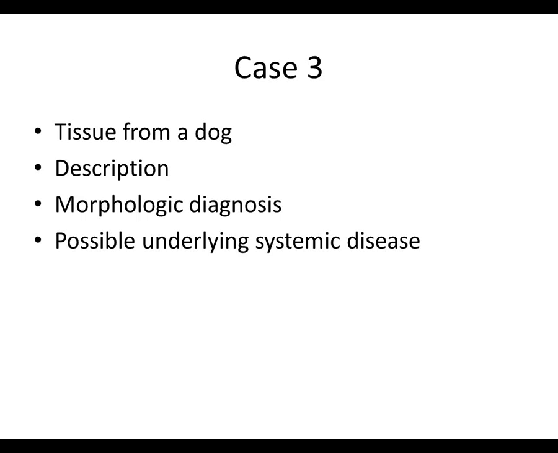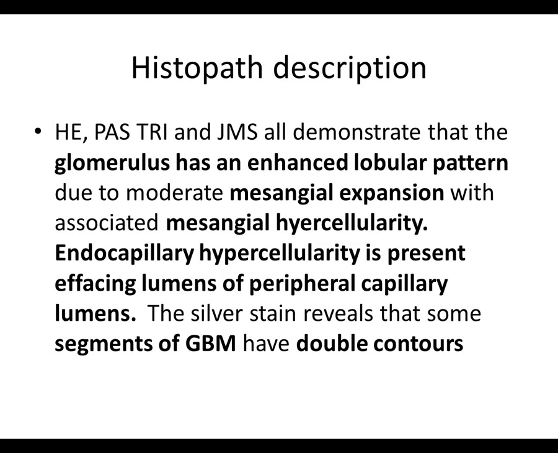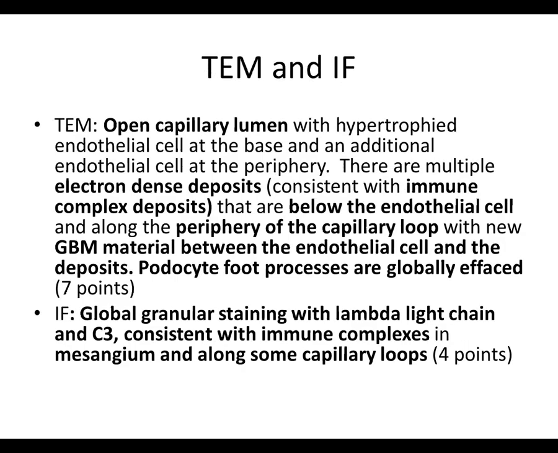MPGN. Yes. So the proliferation is because of the hypercellularity, and the membrano is because the glomerular basement membrane is remodeled. We see this, and I ask for a possible underlying systemic disease, anything often associated with Lyme disease, Leishmania. It's been associated in the literature with Dirofilaria, and that's my description. Those are my EM and immunofluorescence descriptions, which will be available. I even gave it points because I used this as a mock exam question once.